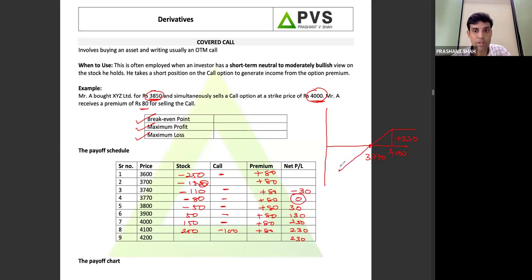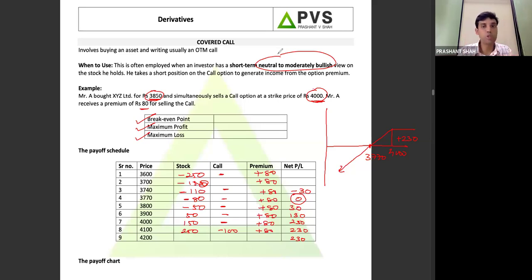So there is no protection downside, but it's a covered call strategy. So what was my assumption? It is moderately bullish. And however, now we buy a stock at 3,850. To the extent of premium collected, I'm still getting a bit of cushion. So I'm at no profit, no loss at 3,770. Right? So this is how we can create a particular strategy.